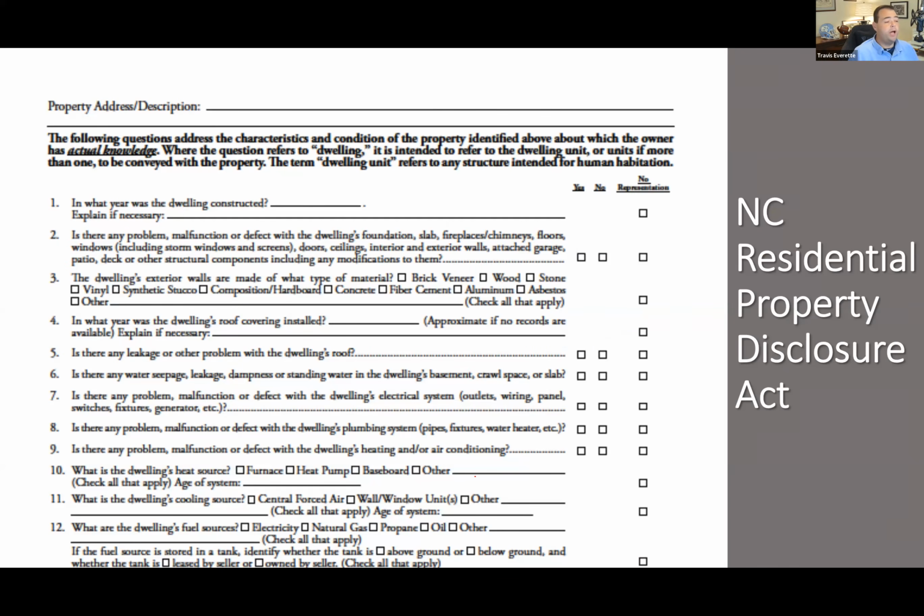Look at number 8. Number 8 says, is there any problem, malfunction, or defect with the dwelling's plumbing system? Well, the seller may say to you, especially if you're their agent, what does this mean? You can answer that question. Maybe you got the dumbest seller in the world and they don't know what plumbing means, right? You can say, well, plumbing means your pipes. Do you have leaks? Do you have other issues with water that you're concerned about? That's what they're asking you. It's the question of what should I answer that we can't answer. Does that make sense for everybody?